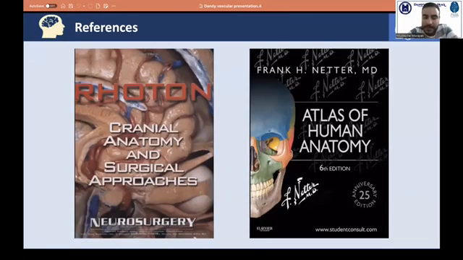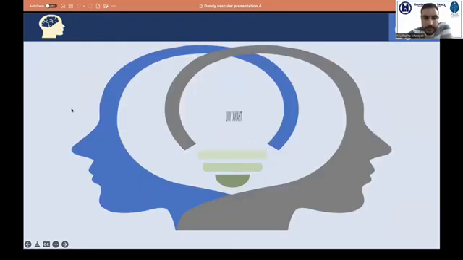While you're thinking or writing your questions, here are some references I used. This is the Rhoton Cranial Anatomy and Surgical Approaches. This is Microneurosurgery, and some of the pictures are from Netter and some online from Radiopaedia. Many references, but the text that I counted on is the Rhoton. Yes, please, any question? I'm listening.